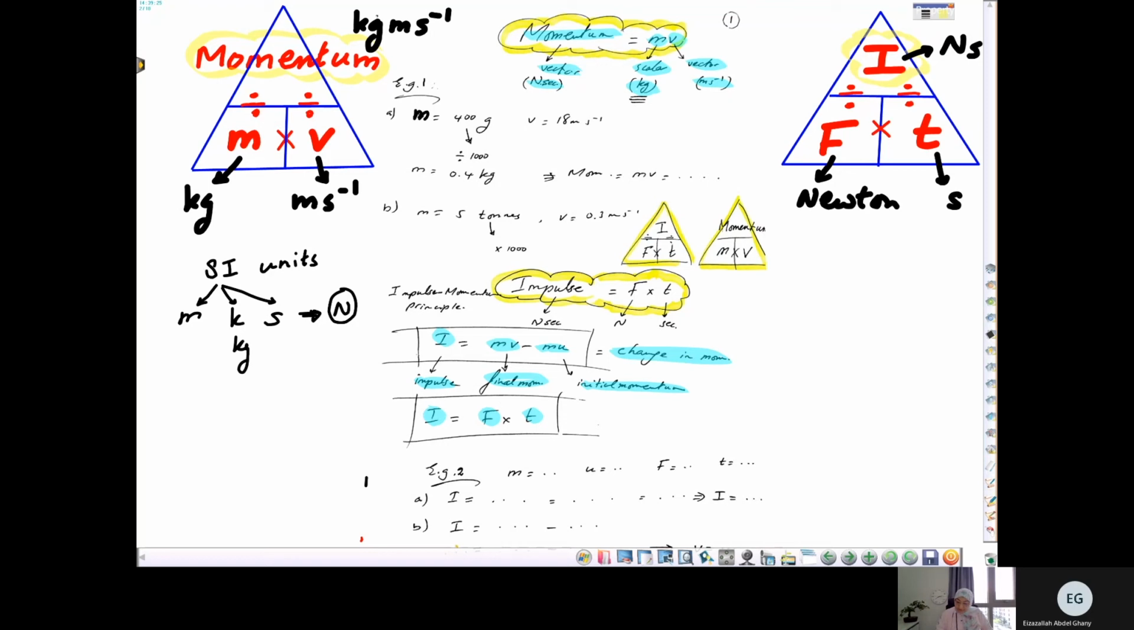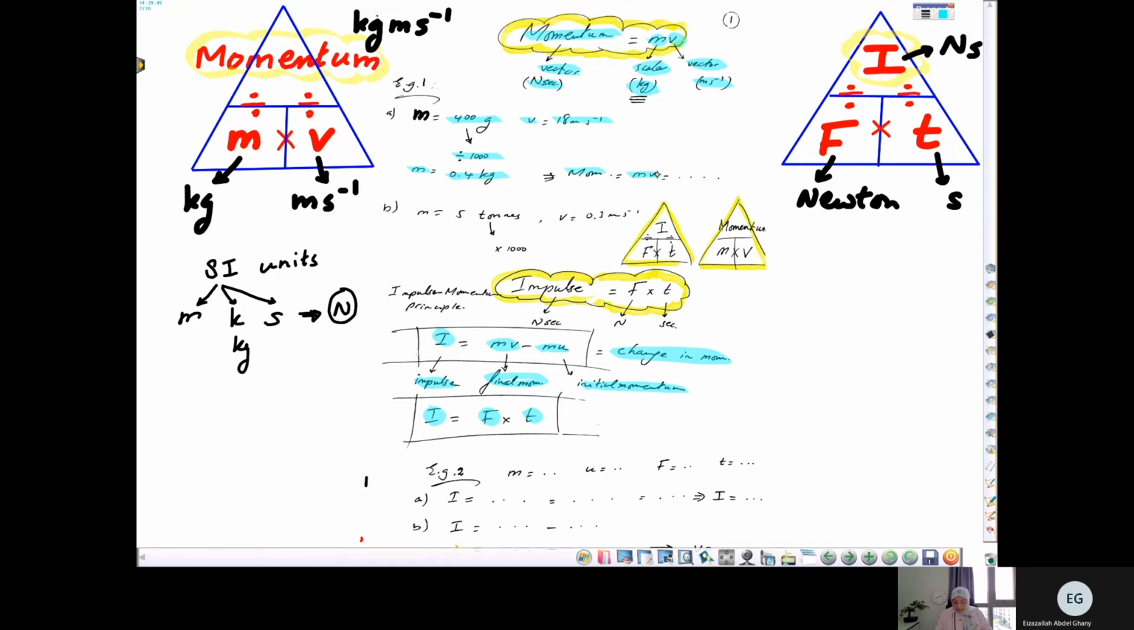The mass is given in grams, 400 grams. You should divide it by 1000. Big to small, multiply; small to big, divide. You should divide by 1000, so mass will be given in kilograms now, 0.4 kilogram. Velocity needs no conversion. Velocity is 18 meters per second.